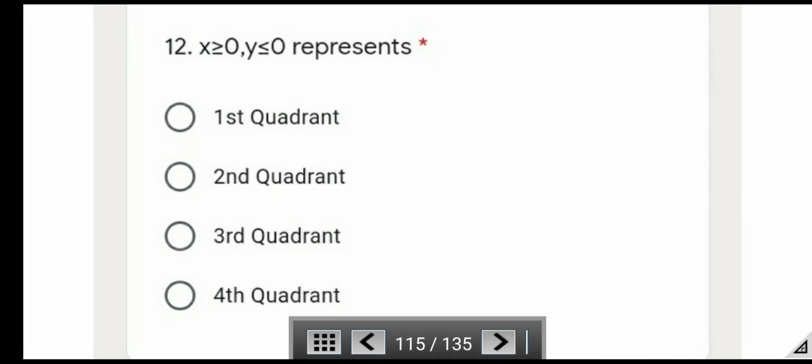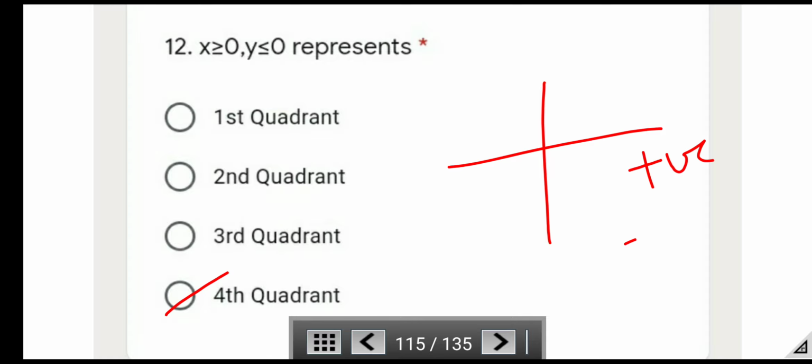Twelfth question. x greater than or equal to 0, y less than or equal to 0 represents the fourth quadrant, because in the fourth quadrant x is positive and y is negative, so that's why the fourth quadrant is the right option.